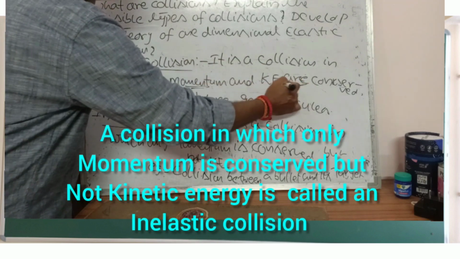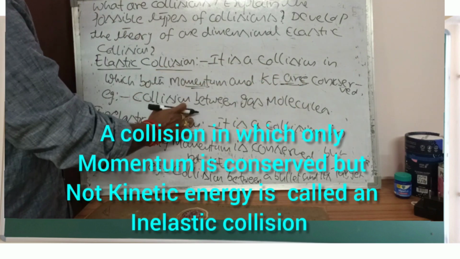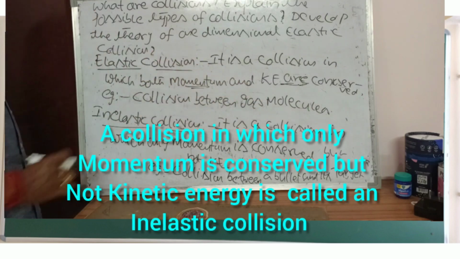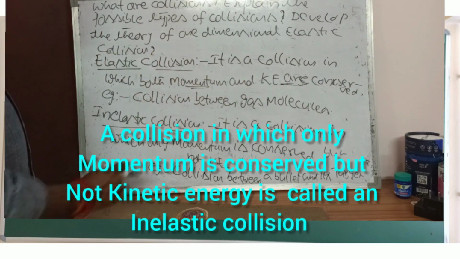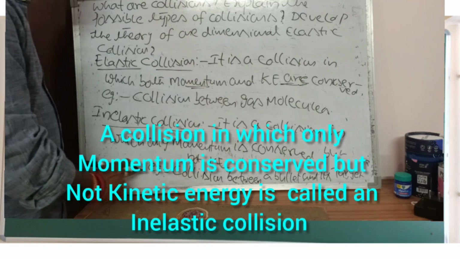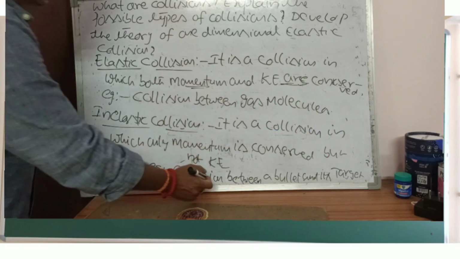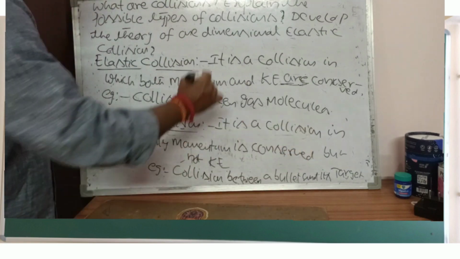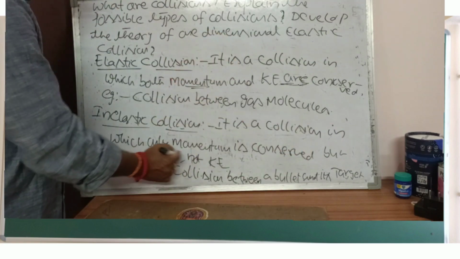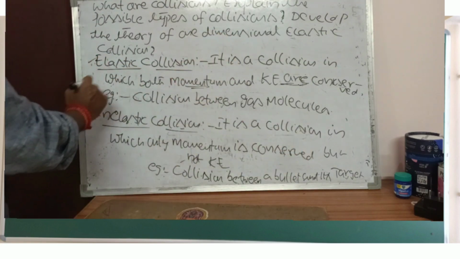Here momentum is conserved, it remains constant, but kinetic energy is not conserved. If both momentum and kinetic energy remain constant during collision, it is called elastic collision. If only momentum is conserved but not kinetic energy, it is called inelastic collision.